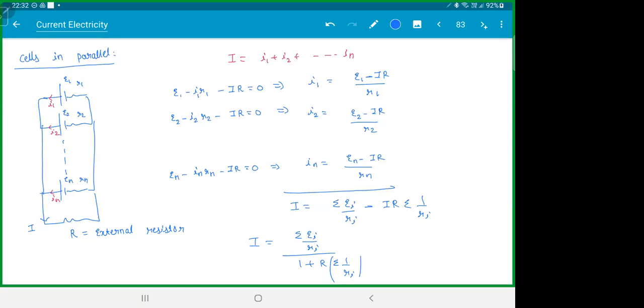Clear? So a better way of using this, if you have only 2 batteries, it becomes more useful for us. Case 1, let's say if you have 2 batteries like this: E1, R1, E2, R2, and both the positive terminals are connected to the same terminal.